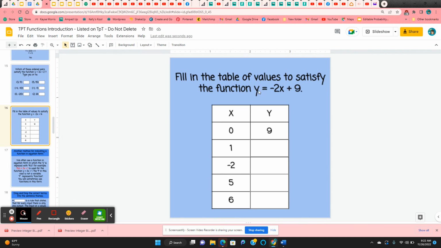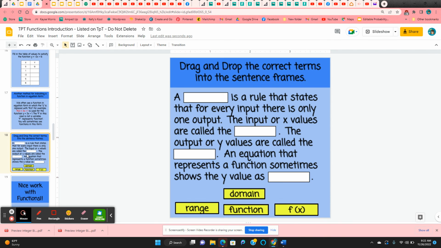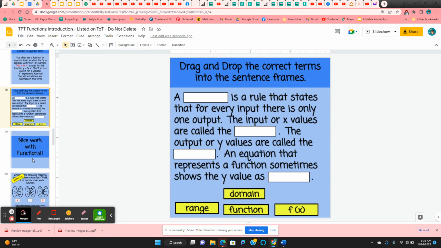Then they're given a table and a function, and they have to figure out the y values. And then it ends with sentence frames. So they're just going to move these terms into the correct place in the sentence frame.